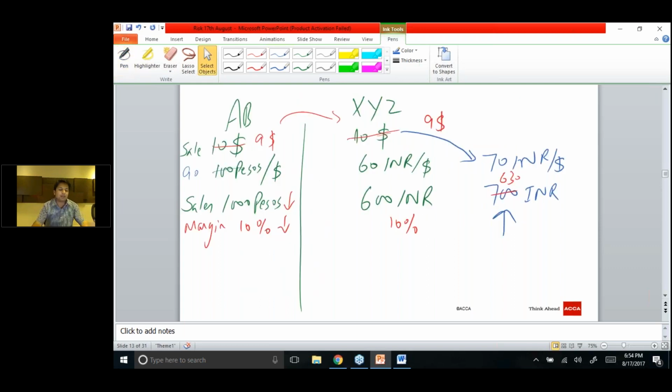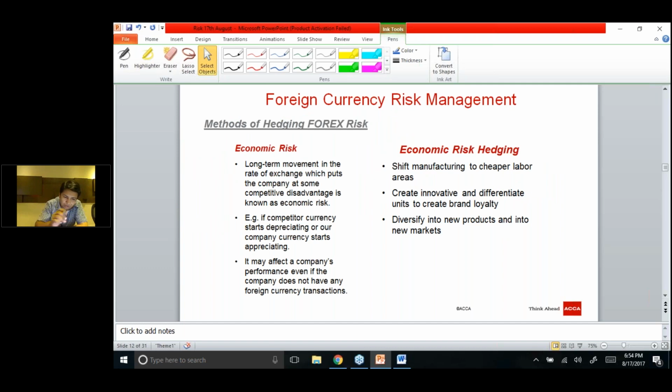So what is the solution of economic risk? So what is the solution for AB company? They do not have any control on the selling price, but they can change the cost level. So what is the solution? Shift your manufacturing units to the cheaper labor areas. Like what the Apple company has done, they have shifted their plant to China to manufacture their products at very cheap labor rates.